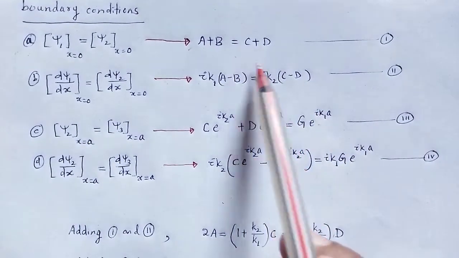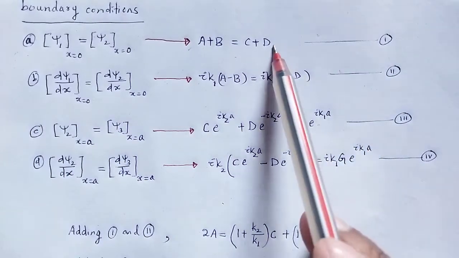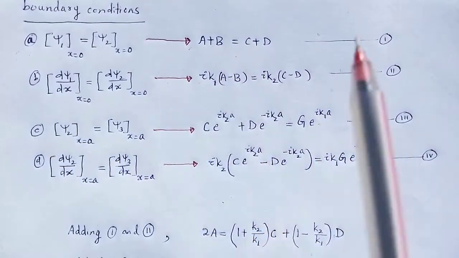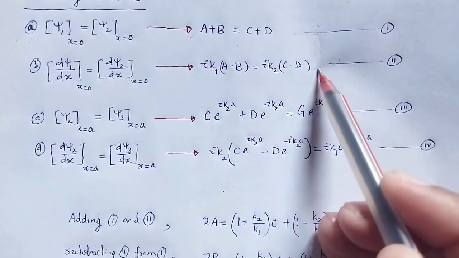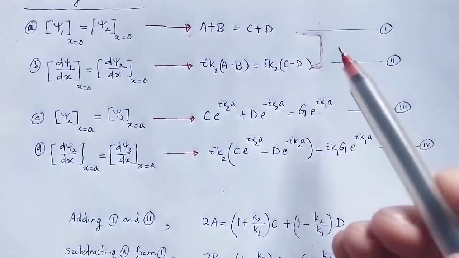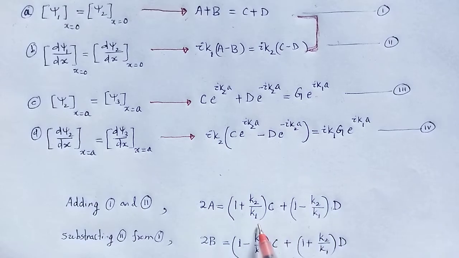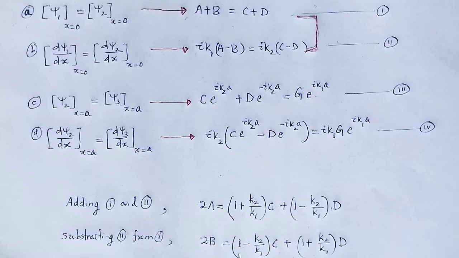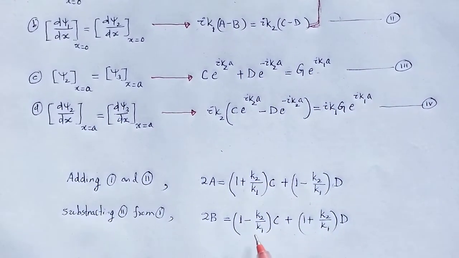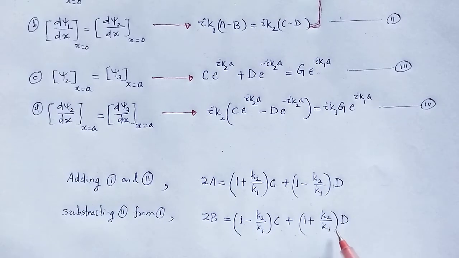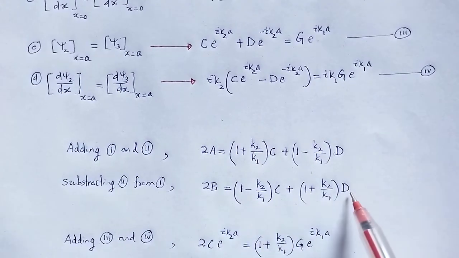First we have to add these two equations, equation 1 and equation 2, and then subtract equation 2 from equation 1. When we add equation 1 and 2, there will be 2a is equal to 1 plus k2 by k1 of c plus 1 minus k2 by k1 of d. When we subtract 2 from 1, we get 2b is equal to 1 minus k2 by k1 of c plus 1 plus k2 by k1 of d. This is 2a is equal to that much, 2b is equal to that much.